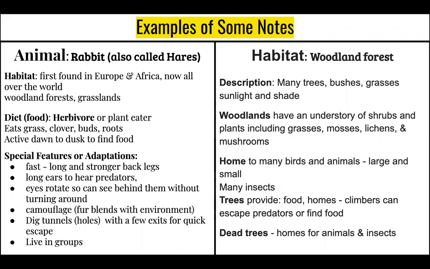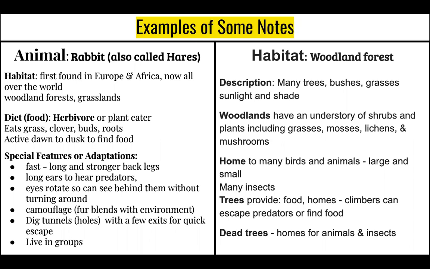And then I also researched some interesting things about the woodland forest, like the description, it's home to many animals, the trees are what provide some food, not only homes, but climbers might be able to climb those trees and escape from predators, not just find their food. And even the dead trees are home for animals and insects. So I want to make sure I have some important information written down about both my animal and the habitat in which it lives.